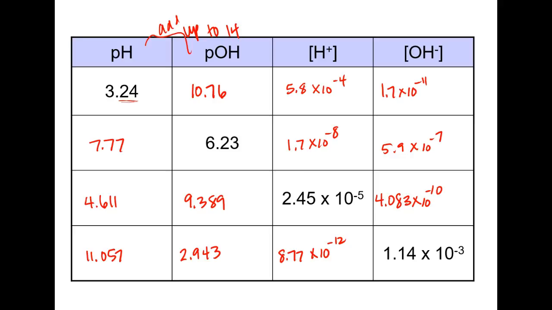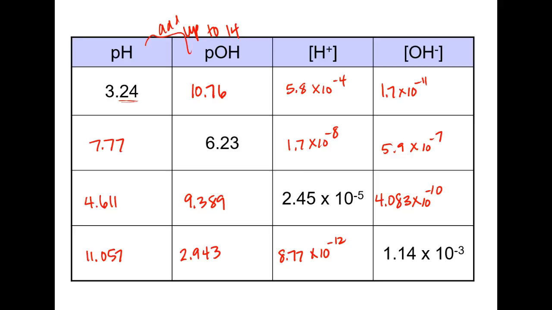So hopefully you've had a chance to try these. The pH worked out to be 7.77 for the second example, H plus 1.8 times 10 to the negative 8th, OH minus 5.9 times 10 to the negative 7th. Third example, pH 4.611, pOH 9.389, and OH minus 4.083 times 10 to the negative 10th. Last example, pH 11.057, pOH 2.943, and H plus 8.77 times 10 to the negative 12.